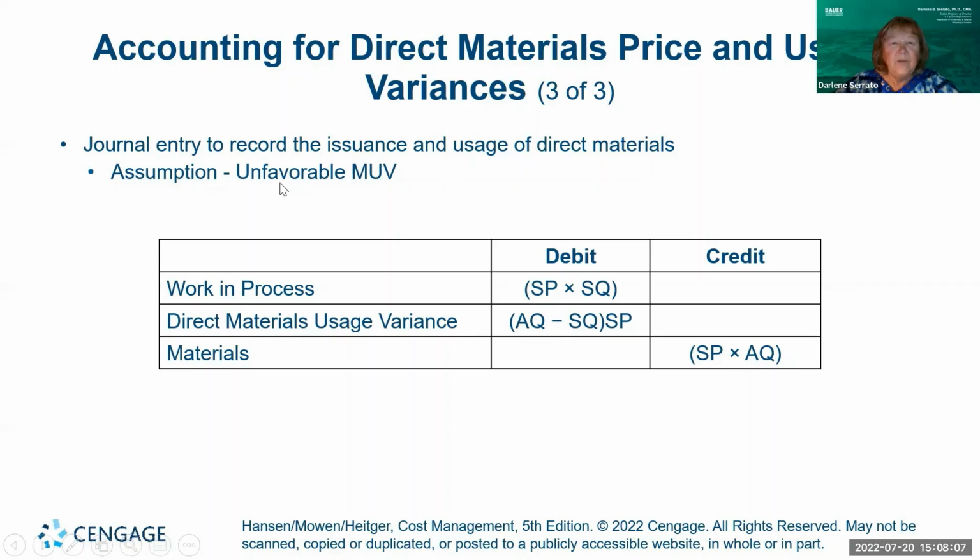Usage was unfavorable. I thought it was favorable. Oh, they're assuming it's unfavorable. Ours was favorable, so we would have credited the usage variance because it was favorable. Here they're assuming that it's going to be unfavorable. So you're carrying your inventory at standard.